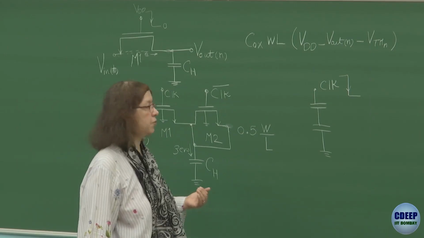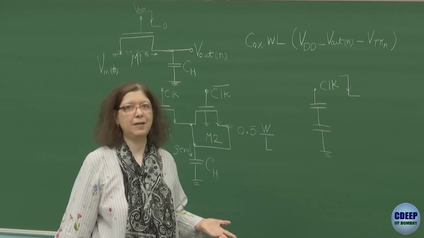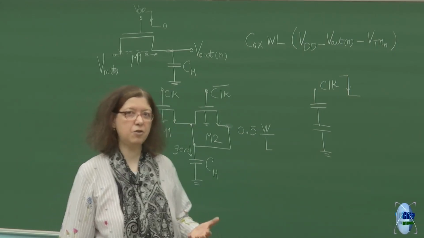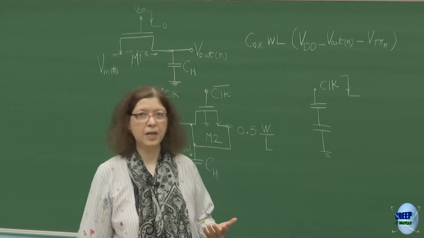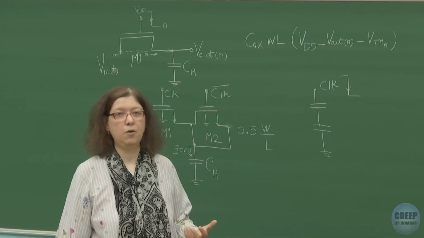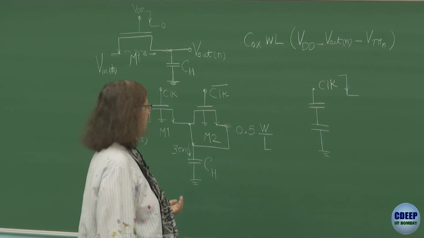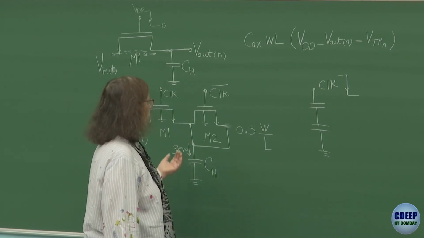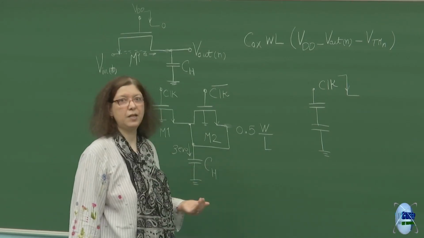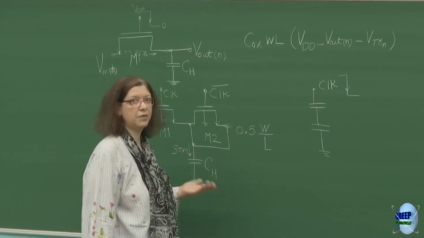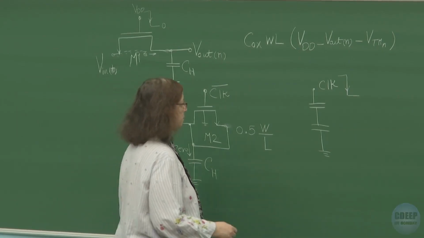However, when the switch turns off, then we don't have access to input, and therefore the offset generated by the clock feed-through and charge injection will stay on the CH, and it results in an error on the value which is sampled on the CH after the clock goes low.